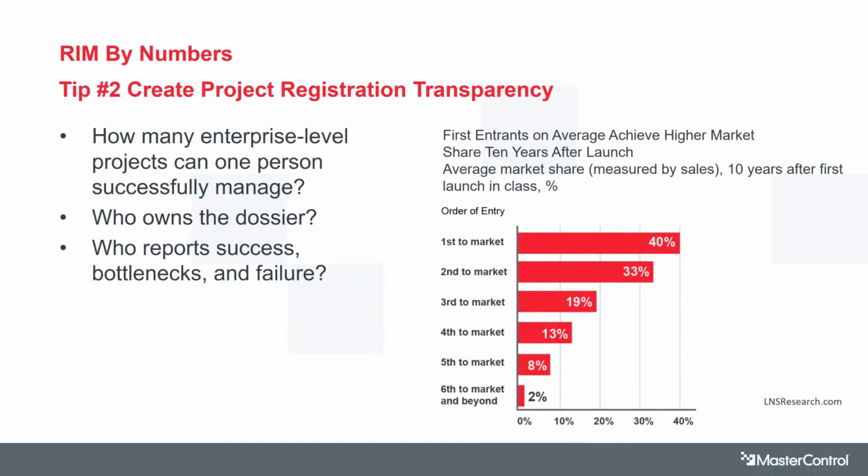Again, who owns the dossier? Who owns the dossier at which level? I'm going to get into a screen here showing how the dossier, right now we're talking about your submission, but we're going to be talking about your design history file, your lab book. Who owns the dossier at which phase? Who has access and when? Who reports success, bottlenecks, and failures? So this graph here is from LNS. This is basically showing you your market share 10 years after launch. This is the cost of slippage. Are you first to market, second to market, third to market?